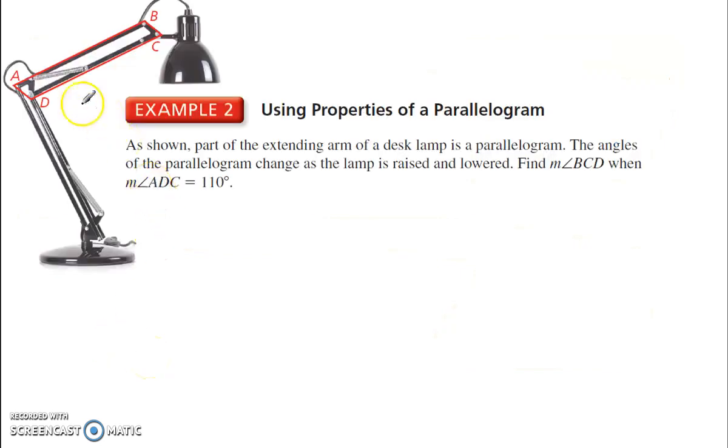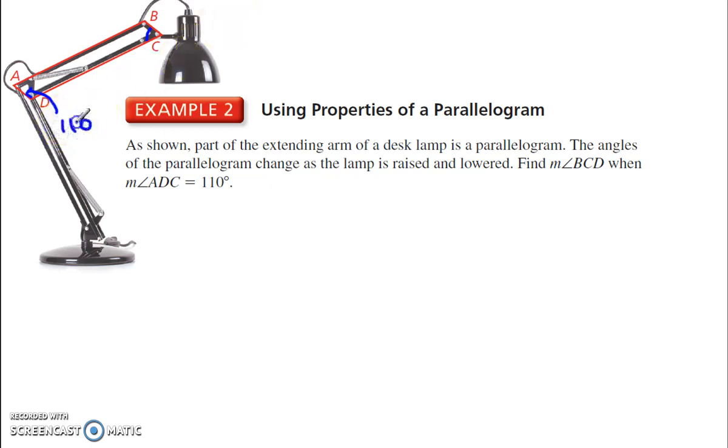Alright, so here we have a desk lamp, and this part is a parallelogram. That means however this moves, this angle is going to move too. That's how they keep this steady, right? So the angles of the parallelogram change as the lamp is raised and lowered. Find angle BCD, that's this angle right here, when angle ADC, this one, is 110 degrees.